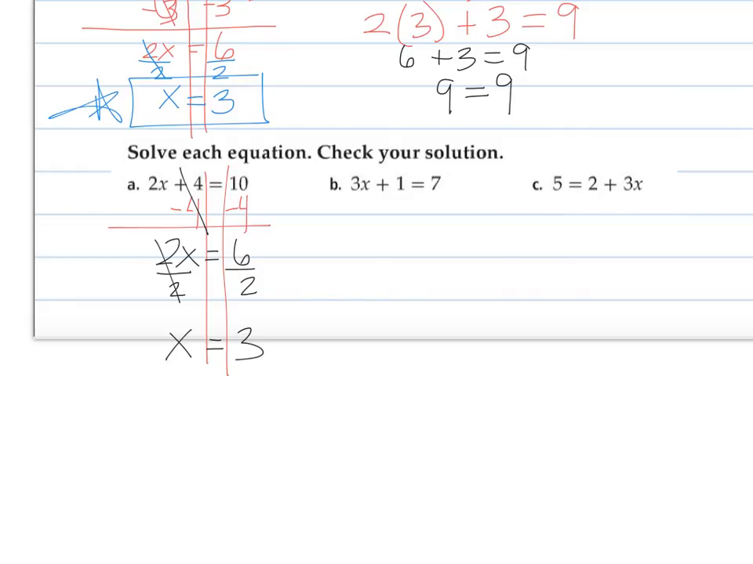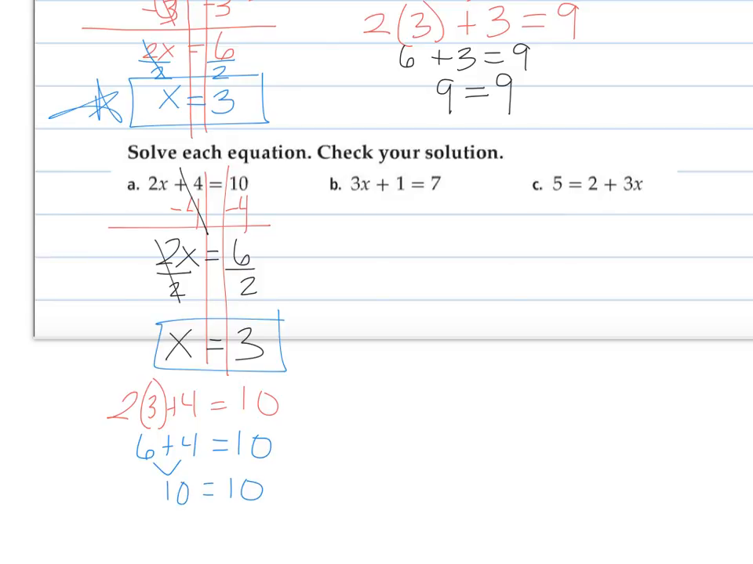Plug it back in to check. Important part, because you make simple mistakes. 2 times 3 plus 4 should equal 10. Notice forward operations. 2 times 3 is 6. Plus 4 should equal 10. 6 plus 4 is 10. So my solution is correct.